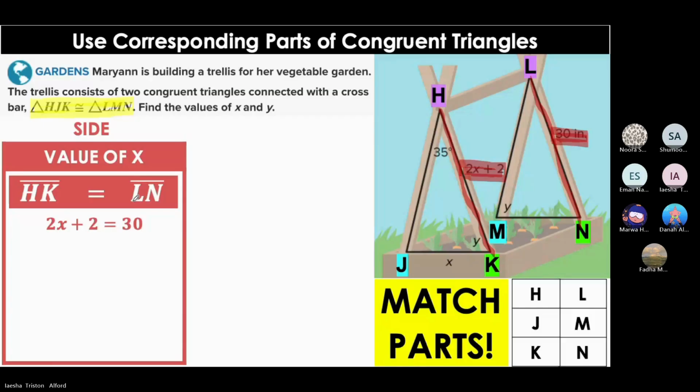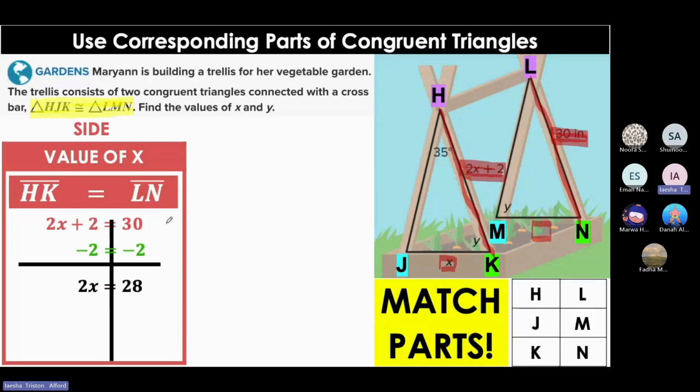Right? You can't use from J to K because there's no number from M to N. You also have X outside here, but it's not possible because you do not have a number outside here. So you cannot make an equation. Once you make the equation correct, you're going to solve it. That's the easy part. So X is going to be 14.